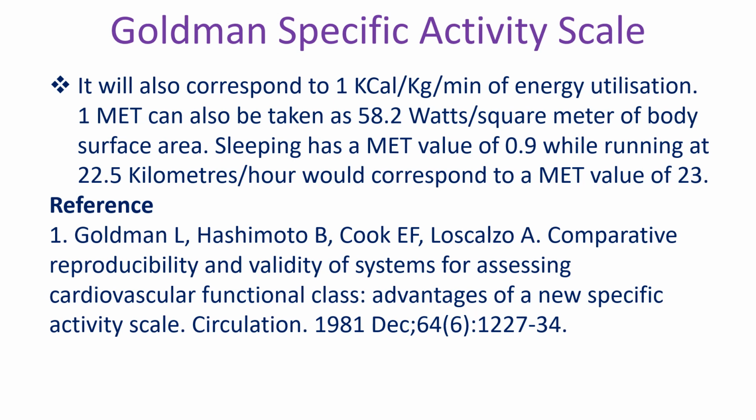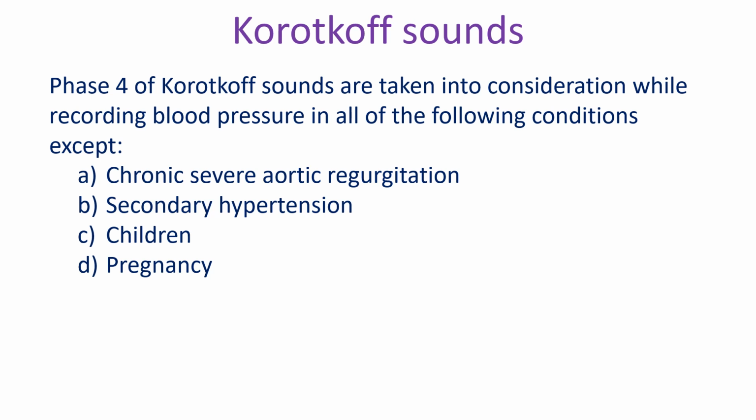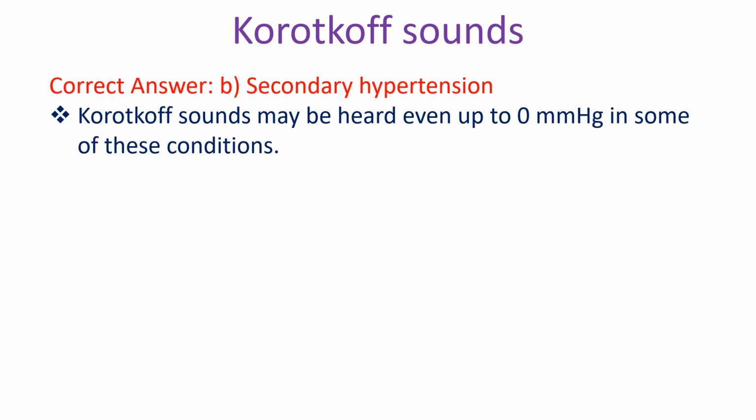Phase 4 of Korotkoff sounds are taken into consideration while recording blood pressure in all of the following conditions except: A. Chronic severe aortic regurgitation, B. Secondary hypertension, C. Children, D. Pregnancy. Correct answer B. Secondary hypertension. Korotkoff sounds may be heard even up to 0 mm of mercury in some of these conditions.